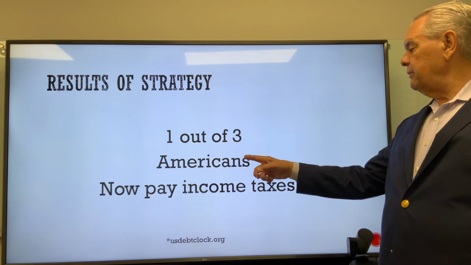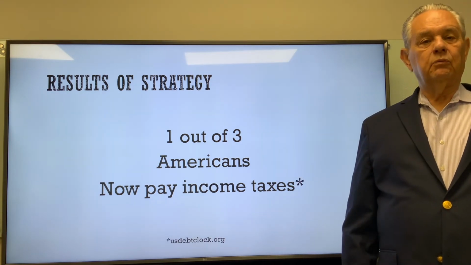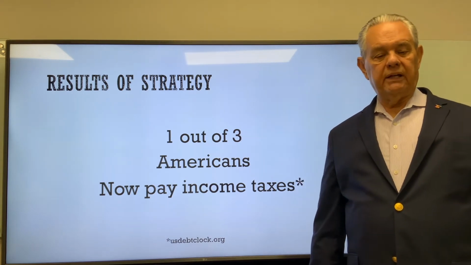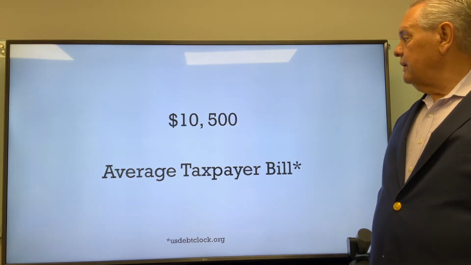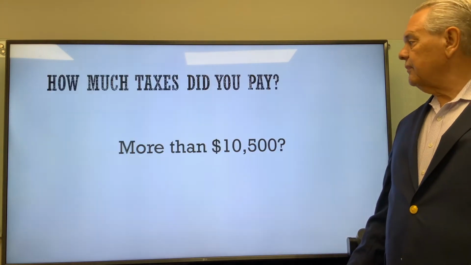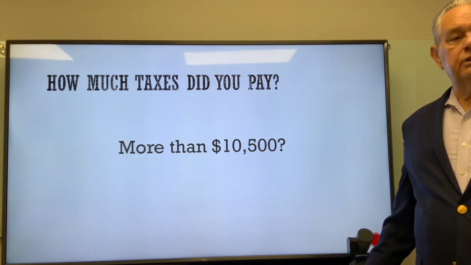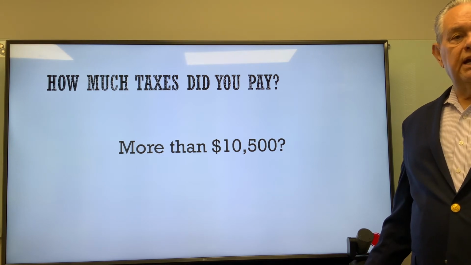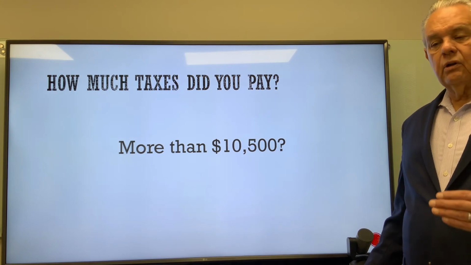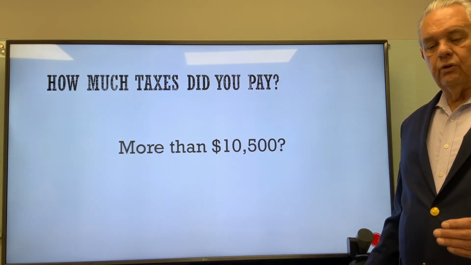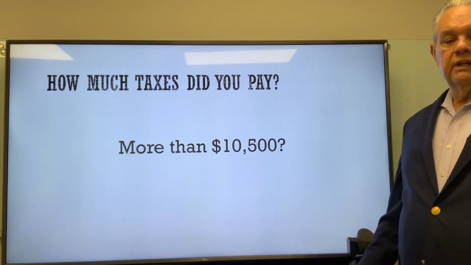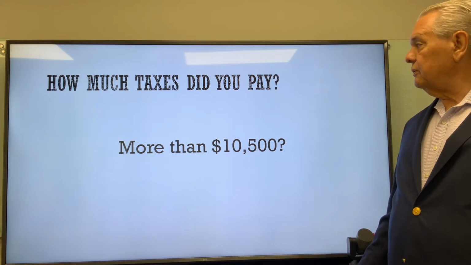So 1 out of 3 Americans now pay income taxes. 1 out of 3. So next time you're out, look around and realize that if you're paying taxes, you're in a distinct minority. The average taxpayer's tax bill is about $10,500. How much taxes did you pay? You should have completed your tax return about the time that you're seeing this video, or if not, you can go back and look at your last tax bill. It's the total taxes paid or due on your tax return. And if you're more than $10,500, this particularly is for attention of you.